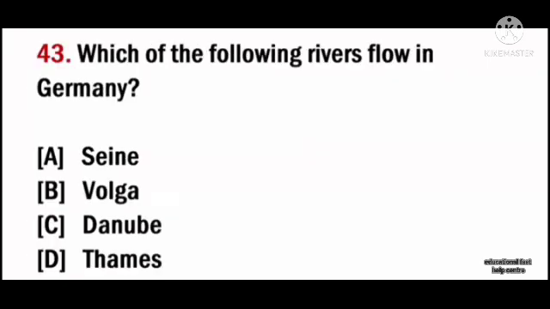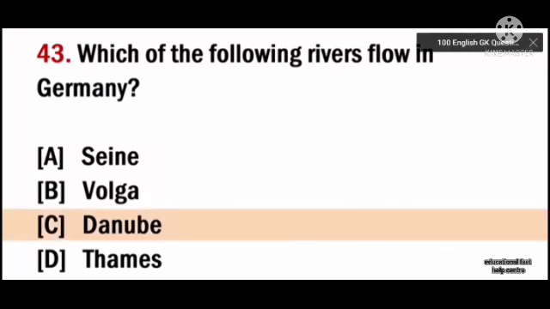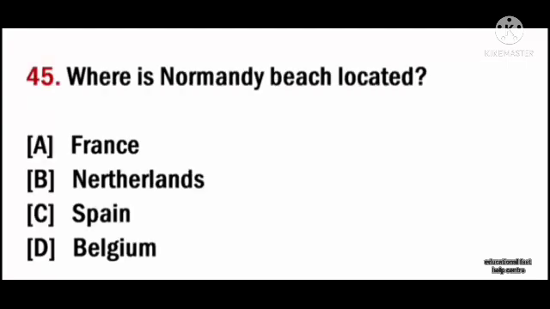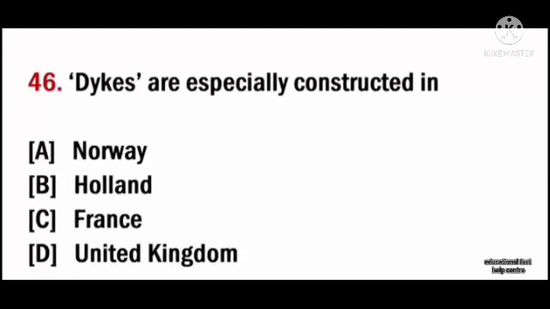Which of the following rivers flows in Germany? Answer C, Danube. What is the longest mountain range in the world above sea level? Answer A, Andes Mountains. Where is Normandy Beach located? Answer A, France. Dikes are specially constructed in? Answer B, Holland.